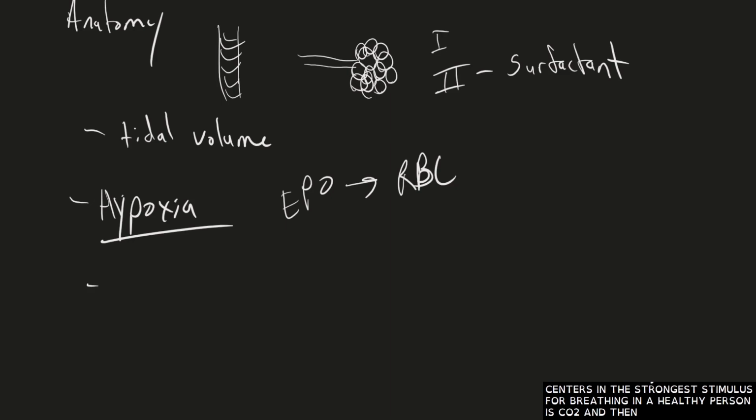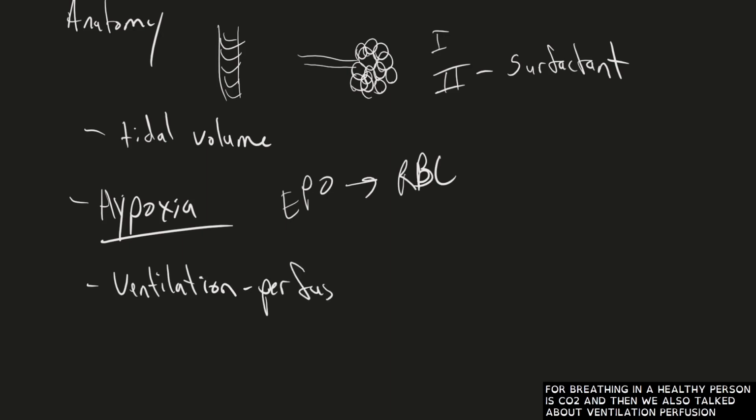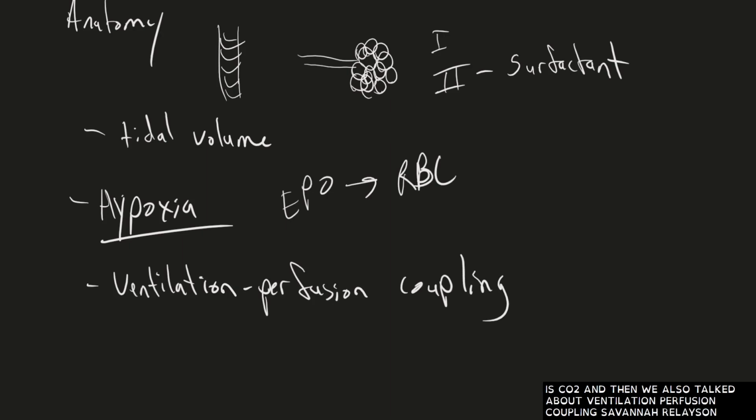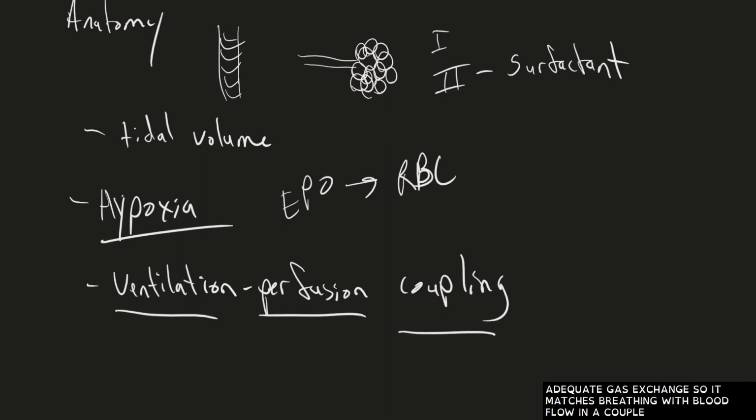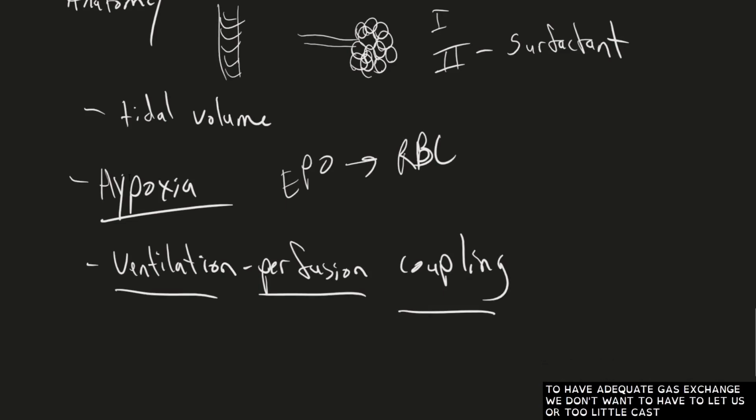And then we also talked about ventilation-perfusion coupling. The ventilation-perfusion coupling is when your breathing rate is matched with the blood flow over your alveoli. You don't want the blood moving too fast. You don't want it moving too slow. You want to have adequate gas exchange. So it matches breathing with blood flow, and it couples them because it matches them. Because we want to have adequate gas exchange. We don't want to have too little gas exchange there.